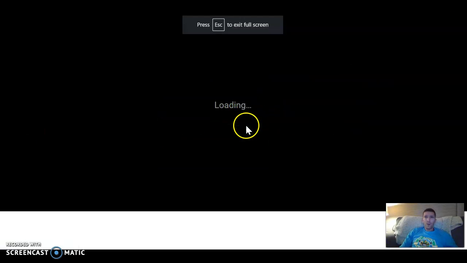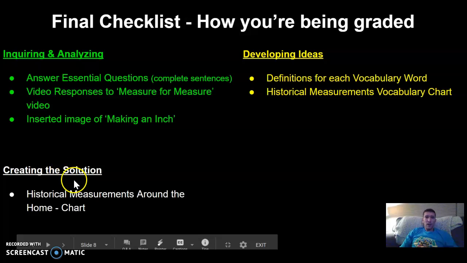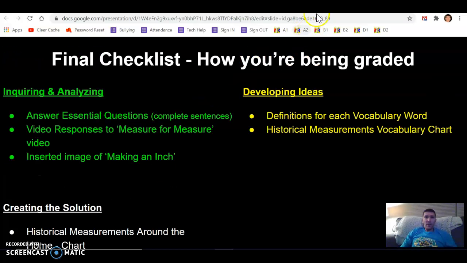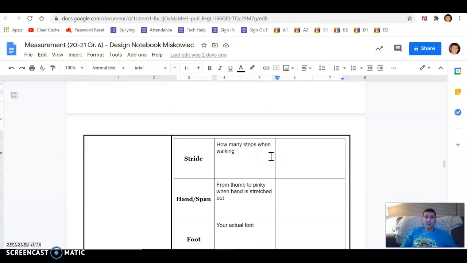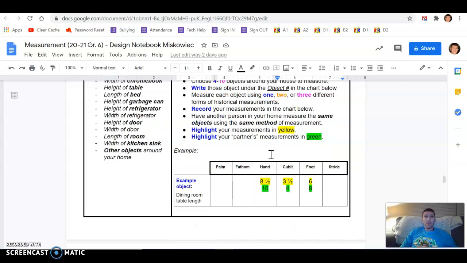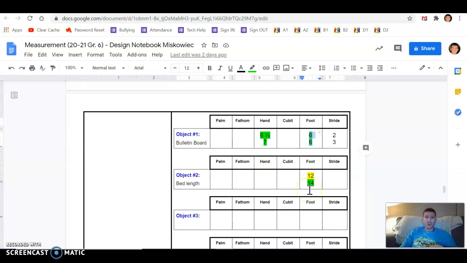The third grade that you're getting is for the main activity that we're doing, which is creating the solution. That was the historical measurements around the home chart, where you had to measure things around your home, and you had to pick the types of measurements you were going to use, whether it was fathom, cubit, or the other types of measurements in this chart here. You had to give proof of that by completing this chart. You should have labeled what object you were measuring, and then you and a partner should have put your measurements in the chart here. And that is your third grade.